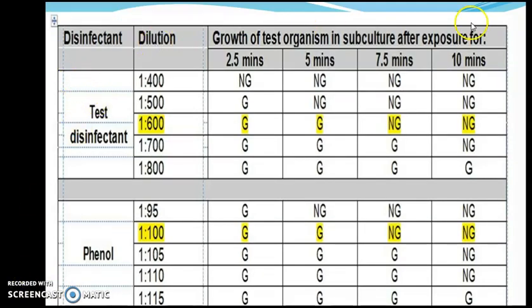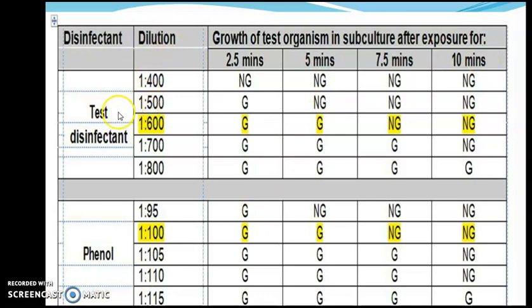In this table you can see the dilution of test disinfectant, the dilution of the phenol, and NG represents no growth and G represents growth. So you can see in various dilutions the growth of test organisms in subculture after exposure in various time periods, starting from 2.5 minutes and ending at 10 minutes.